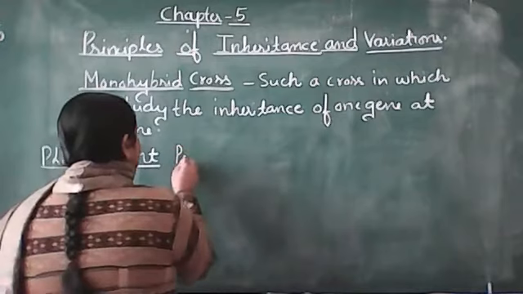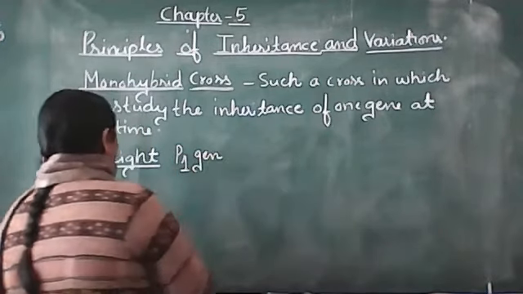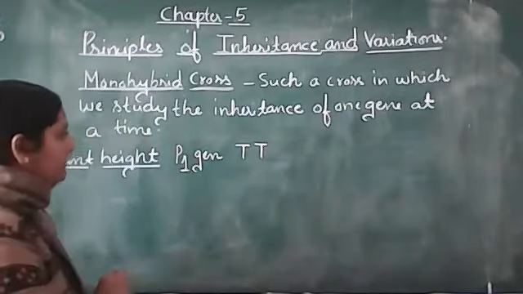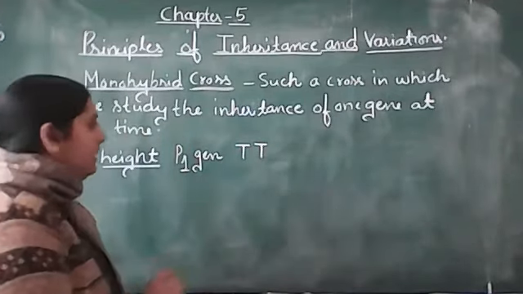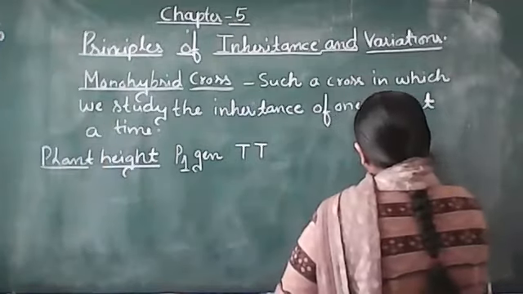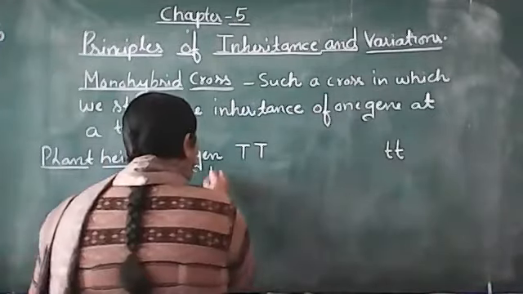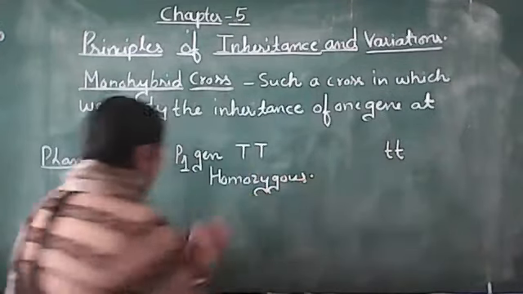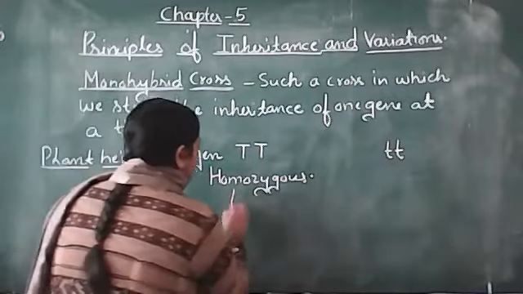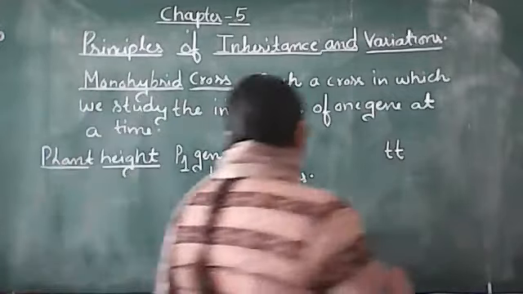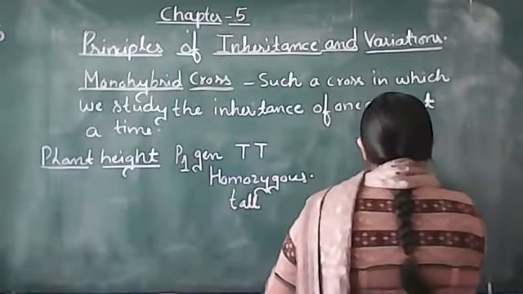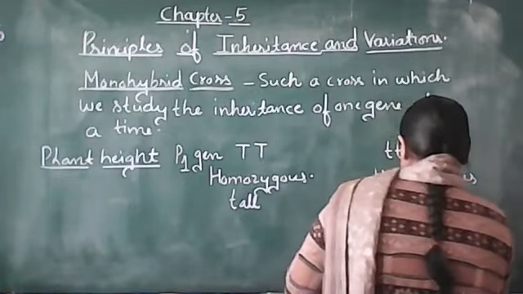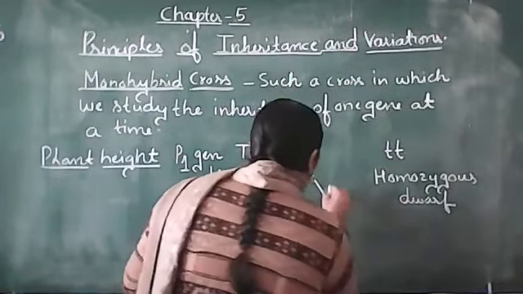So in the parental generation I have two parents. One parent is homozygous tall in nature, so here they are designated as capital T, capital T. And then another parent that is homozygous dwarf, so they are represented as small t, small t. So capital T, capital T represent homozygous tall plants, and small t, small t designate homozygous dwarf plants. Now what we do is cross pollination among them.